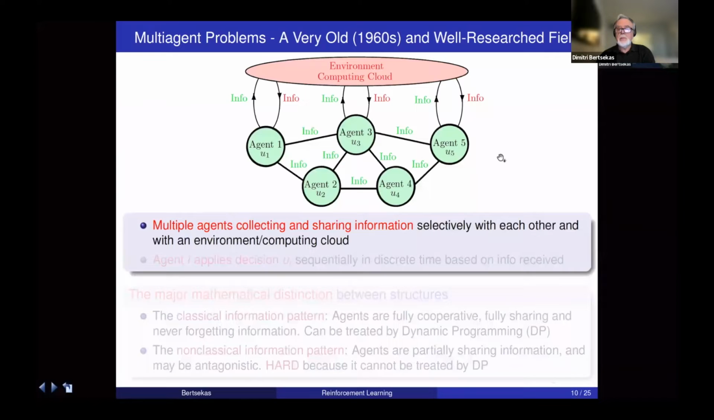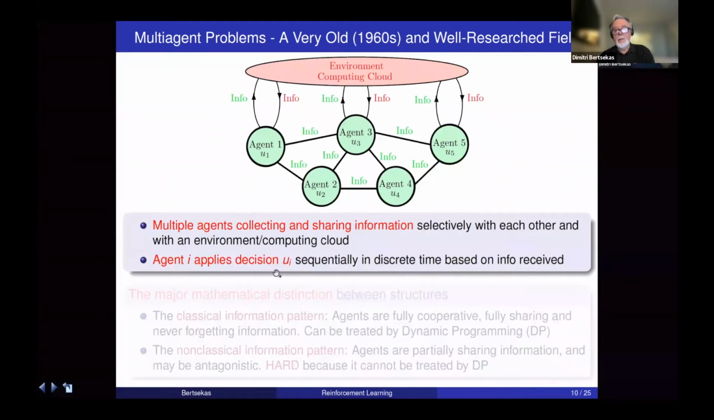So it's a sequential decision process. At time 0, agent 1 applies a control U1. All the agents i apply decision Ui. Some information exchange takes place. A new state is generated. Then there is a decision-making round again. Information exchange, new state, and so on. So we're looking at a sequential decision-making framework, applying decisions by this collection of agents in discrete time based on the information that is received between applying these decisions.